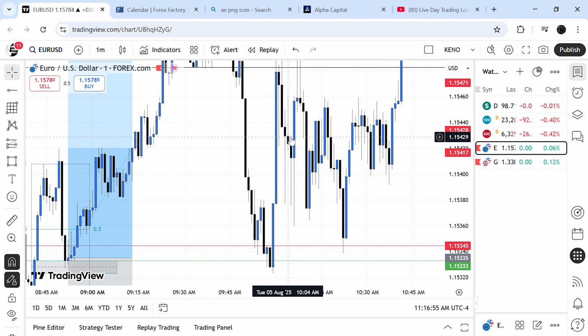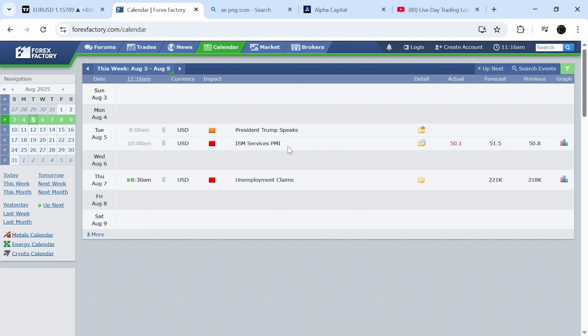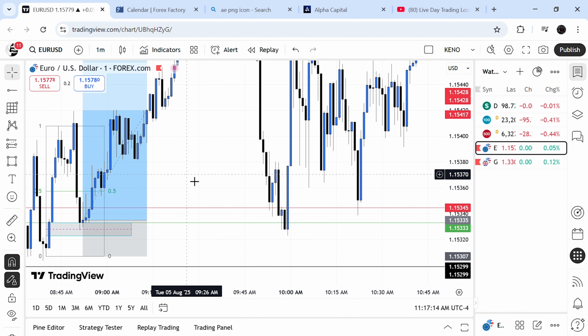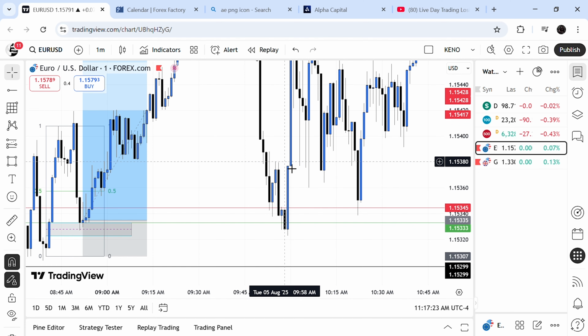Then I saw this second news came out, the ISM service PMI. I wasn't really worried about this news before because I know that my bias and everything was good, but I started worrying when I saw the unexpected President Trump speech. So I was like, yeah, most likely this news is gonna take me out. But when that news hit, it created this big bullish candlestick right here, and I was a bit more confident in my trade plan and my trade idea.